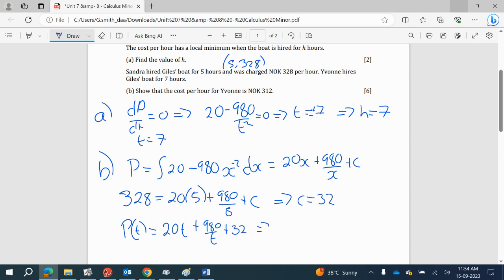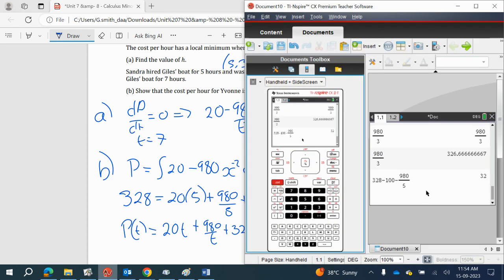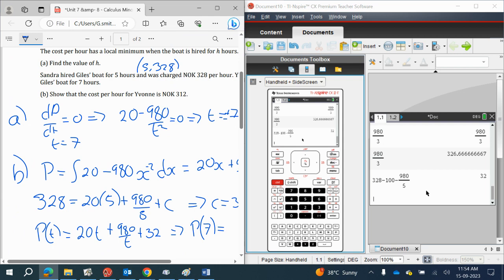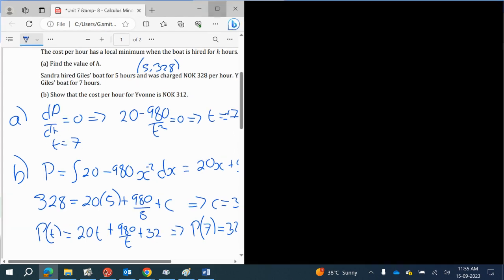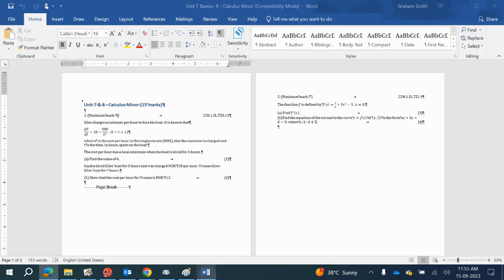And into this, we need to find what is P of 7. So on our calculator, we will do that now. We need 20 times 7 plus 980 divided by 7 plus 32. I get 312. That seems well off. So what if we just skip this and just give us all the answers? 140, 20 times 7. All right, so 312. Weird. Let's try the next one.